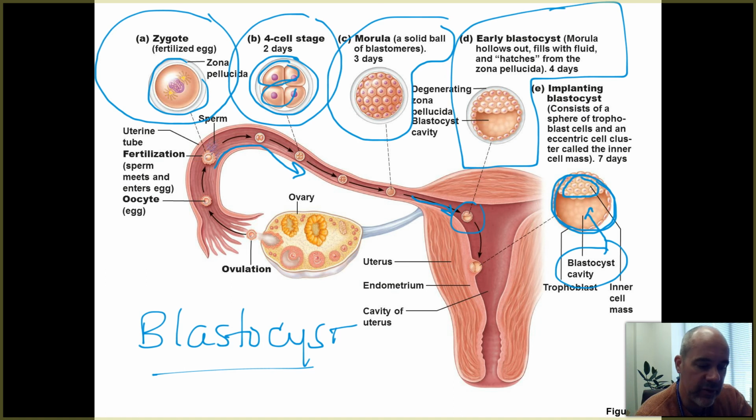And then you have this little cell cluster inside. That's called the inner cell mass. And the inner cell mass, those cells are actually going to develop into the embryo itself. That's going to become your new human individual. Now, all these cells originated from the zygote. So genetically, they all have the same DNA. They have the same set of genetic blueprints.